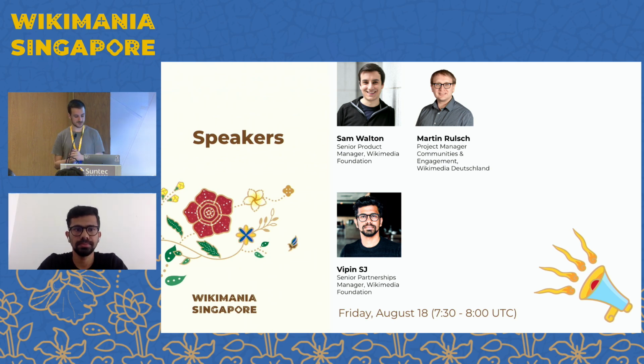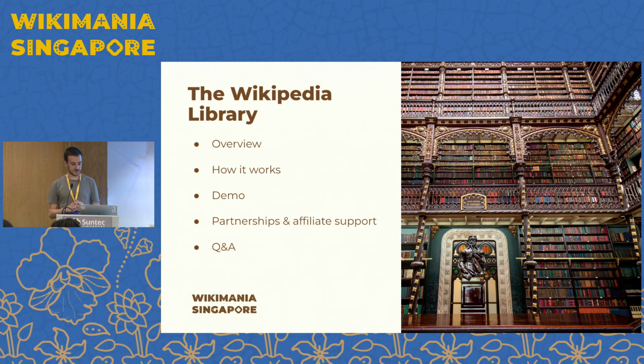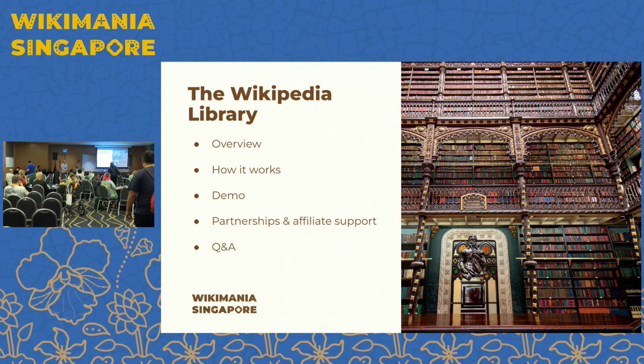Vipin is our partnerships manager. He is now responsible for all the partnerships that go into building up the Wikipedia library into all the collections that it has. So I'm going to give a bit of an overview about what the Wikipedia library is, if you're not familiar, how it works. I'm going to do a quick demo, which I have my fingers crossed for, but I think it will work. Just showing you how the interface works, how you can use it, some tips and tricks. And then Martin is going to talk a little bit about how affiliates and user groups can get involved in the library and help their local communities to get the most out of it. And then obviously time for questions and answers.